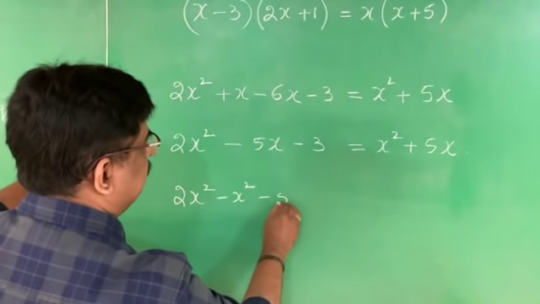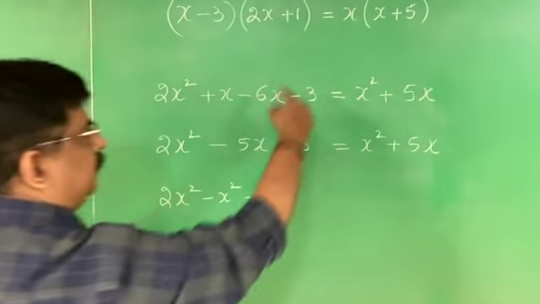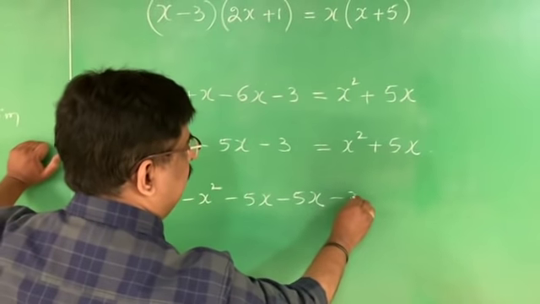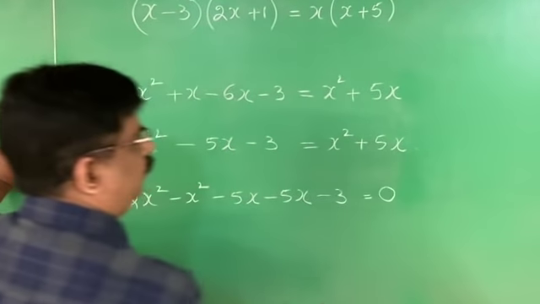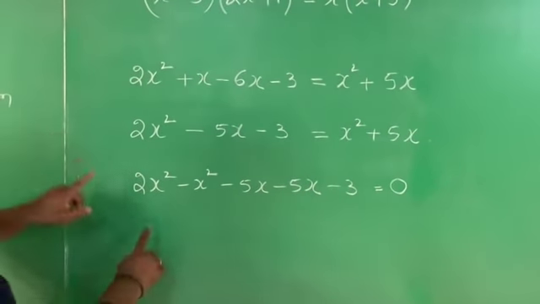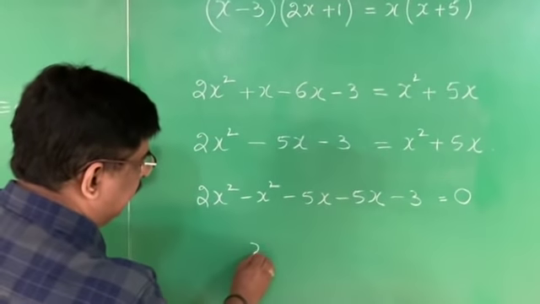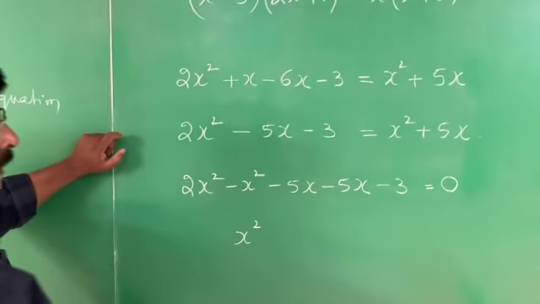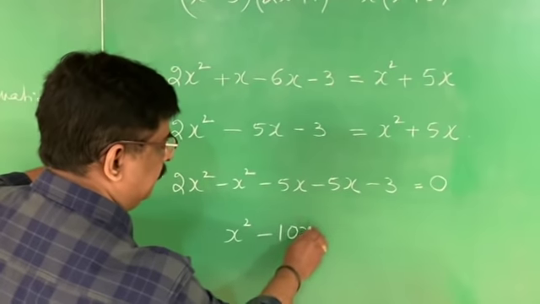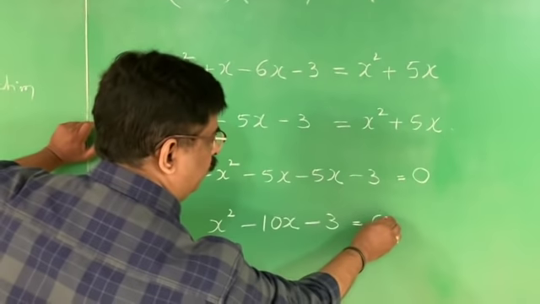minus 5x, and this plus 5x is transferred to this side, it becomes minus 5x, minus 3 is equal to 0. 2x square minus x square is 2x square. From 2x square, if I subtract 1x square, I get x square. Minus 5x is minus 10x. Minus 3 is equal to 0.